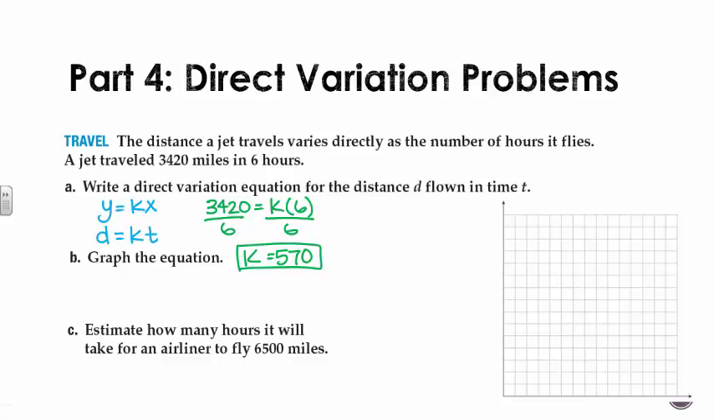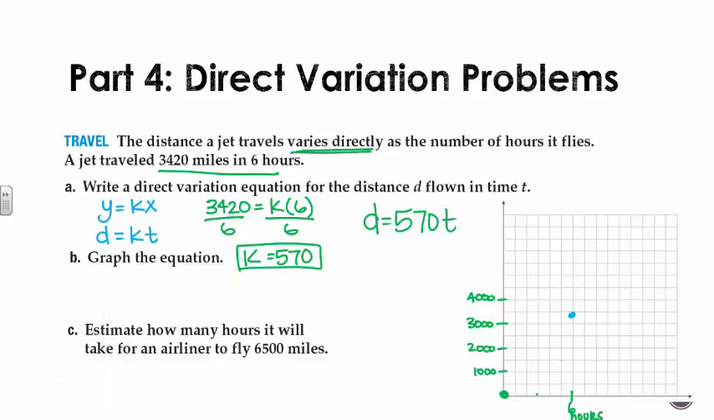So our equation is d equals 570t. Now if we go to graph this, remember we have 0, 0 because it varies directly. And then we have another point right here, miles and hours. So our independent variable is going to go down here. 1, 2, 3, 4, 5, 6. And then it went 3,420 miles. So let's count by 500s. 1,000, 2,000, 3,000, 4,000. So this point would be about 6 hours, somewhere right around here. And now that we have those 2 points, connect the dots, it goes on forever and ever.